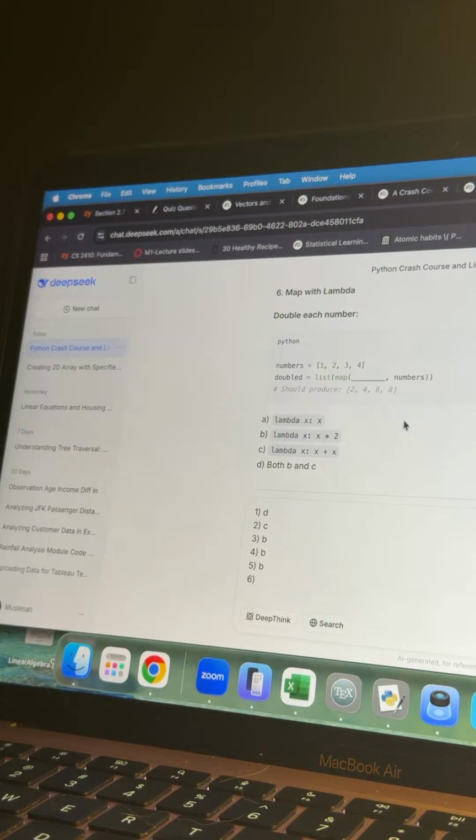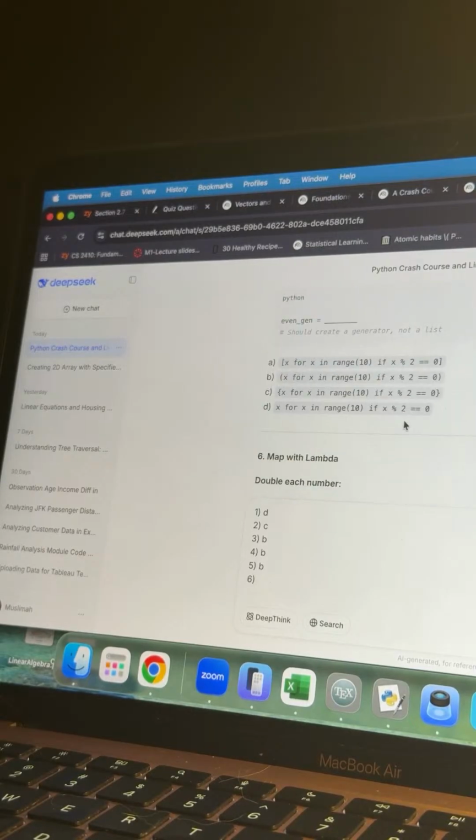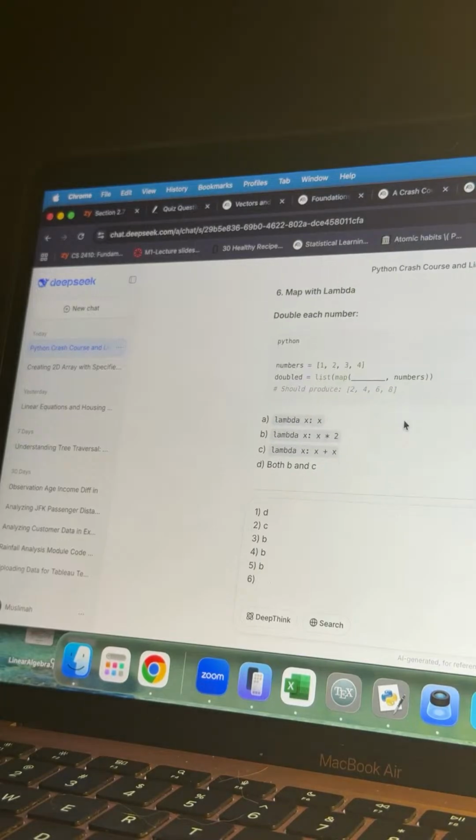A has to be wrong, right? For number 5? Yeah, for sure, because it's a list. Brackets means a list. It said do not make it a list. So double each number. So list map number should produce 2, 4, 6, 8. Hmm. So the lambda x would have to be multiplied by 2, but if you add it to itself, that's also basically multiplying by 2. So I think it's D.